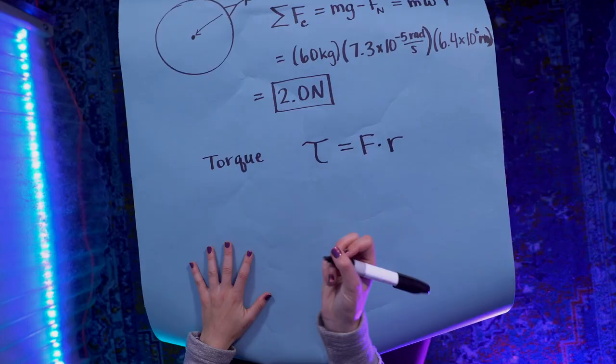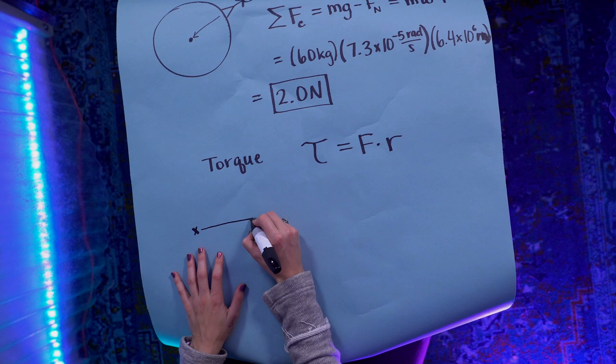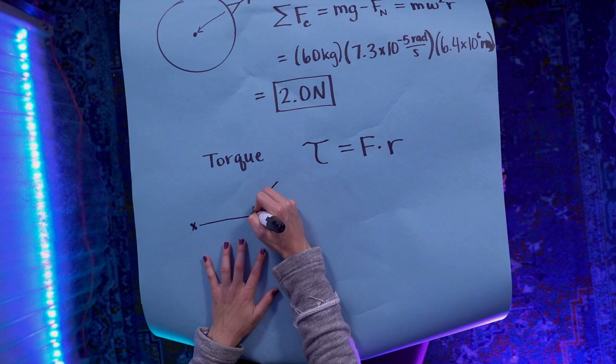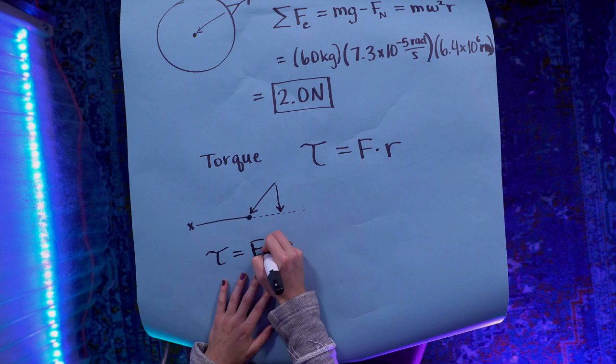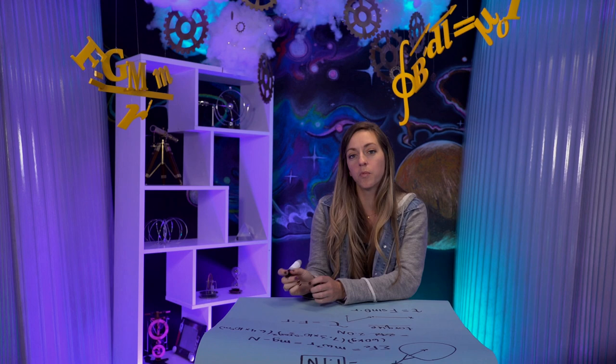Here's my axis of rotation. Here's my radius. Say I want to rotate this pen around here and I want to apply some force. So here's my force. So torque is the perpendicular component of that force times R. To calculate that perpendicular component, you multiply the force by sine of theta. And if you're confused about which angle is theta, one way to remember it is to use the extreme behavior method that we've used before.